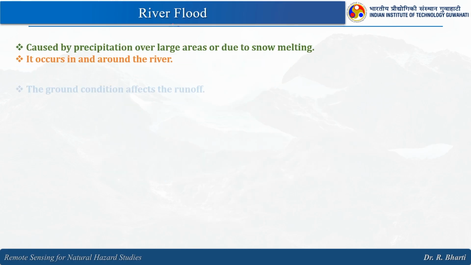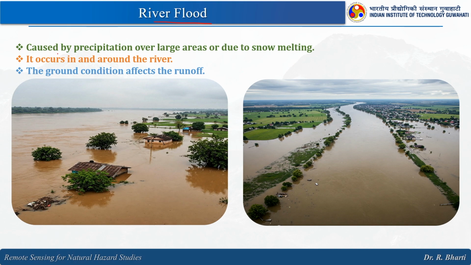So, when we talk about river flood, it is caused by precipitation over a large area or due to snow melting. It occurs in and around the river. So, you can see in both cases we have a river, right, but because of the flood you have excess water here. Here also this is the boundary of this river, right.